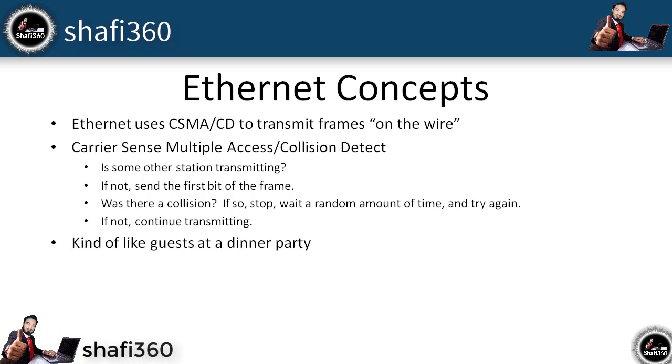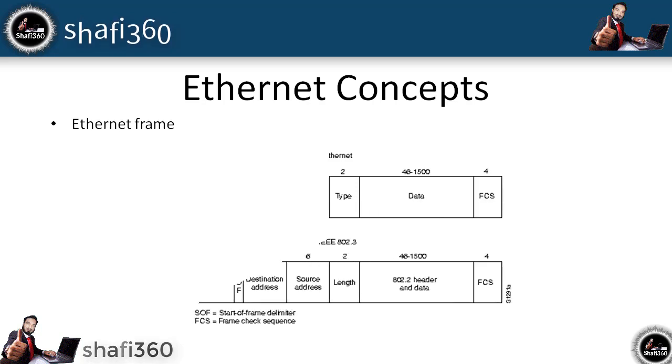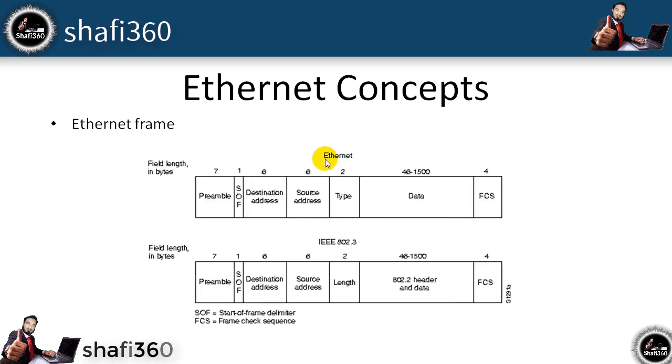So lastly, let's move on and look at the layout of an Ethernet frame. Here we have the old-style Ethernet up top, and we have the IEEE 802.3, which is the Ethernet 2 standard, at the bottom. You can see that the frames look pretty much the same. Really, the only difference between the two is this section of the frame right here. In the original Ethernet, this was the type, and in 802.3 Ethernet or Ethernet 2, this is how long the frame is.